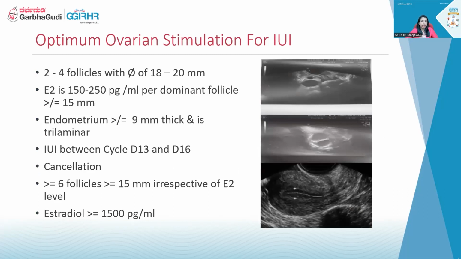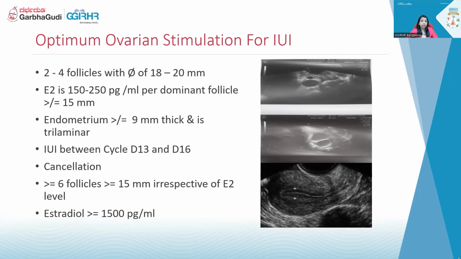So ideally, we should get 2 to 3 follicles only for IUI in order to prevent ovarian hyperstimulation and higher order pregnancies. So we should ideally get 2 to 3 follicles of 18 to 20 mm, with each follicle producing an estrogen level of an average of 200 picogram per ml. And the endometrium should be showing a good trilaminar pattern with good vascularity, and ideally the patient should respond in such a way that we are able to complete the IUI procedure between day 13 to day 16 of the cycle.